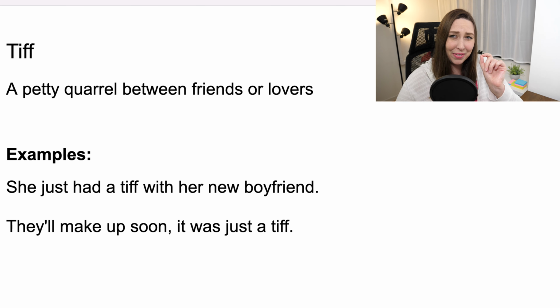The next one, very, very short. This is easy, right? This is tiff. A tiff is a petty quarrel between friends or lovers. When something is petty, petty means not very serious. It's not really a big fight. By the way, quarrel means fight, to quarrel with someone, but we don't often use this word, but you can use it.